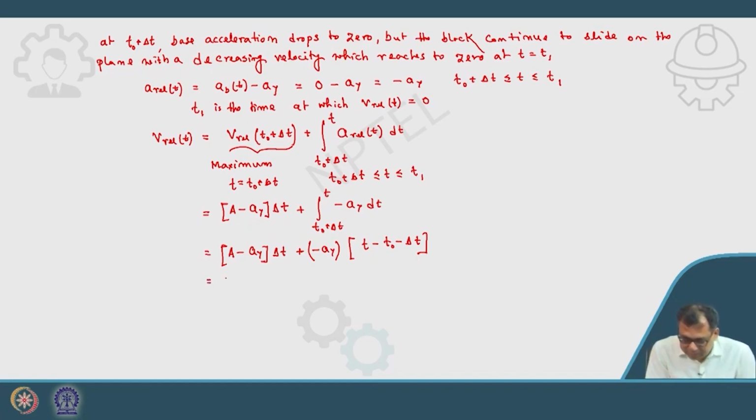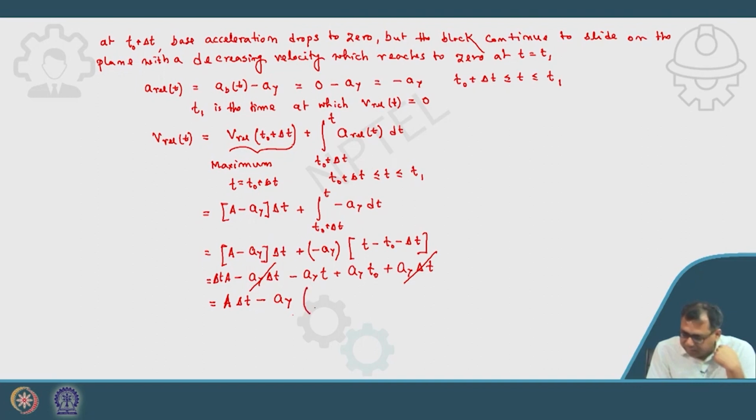Now if I simplify that, it will be A del t minus Ay del t, minus Ay t, then plus Ay t0 plus Ay del t. So this Ay del t will cancel. If I simplify further, it will be capital A del t minus Ay times t minus t0.